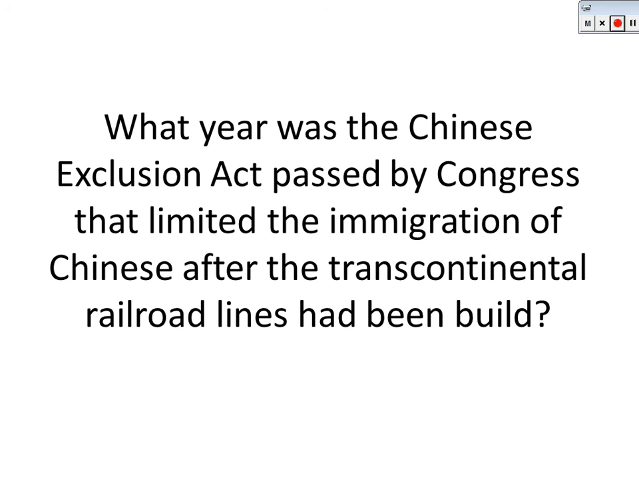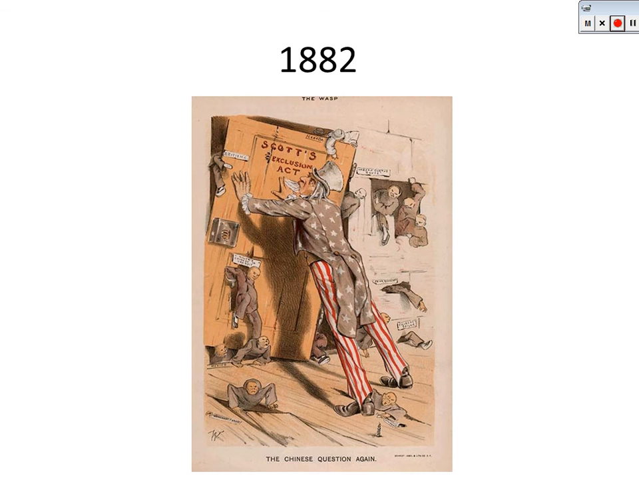What year was the Chinese Exclusion Act passed by Congress that limited the immigration of Chinese after the transcontinental railroad lines had been built? Good job. 1882. We've gone over this political cartoon pretty frequently. Very racist cartoon of the Chinese trying to break through to America. Chinese were coming here just like every other immigrant group, trying to live the American dream and find work.